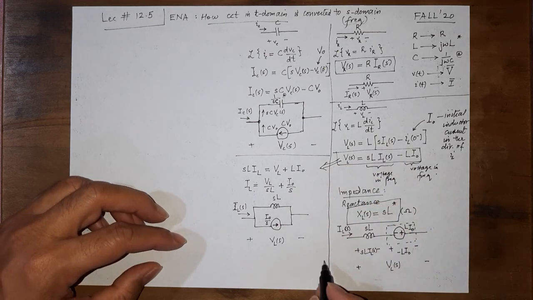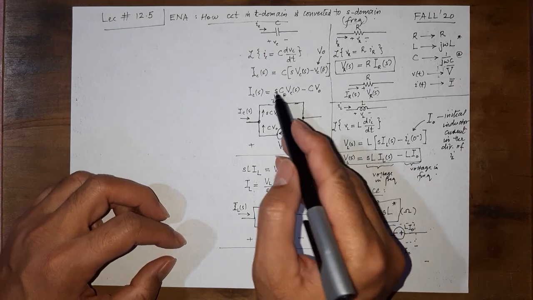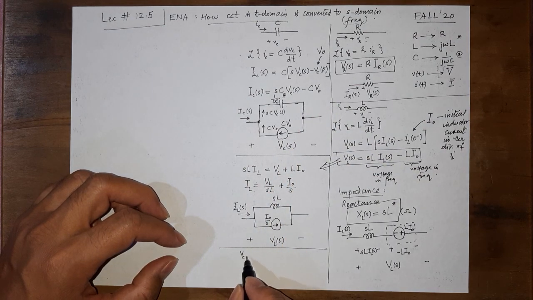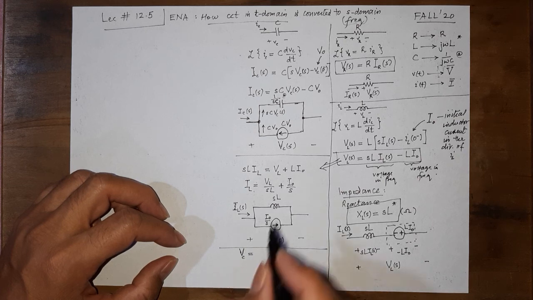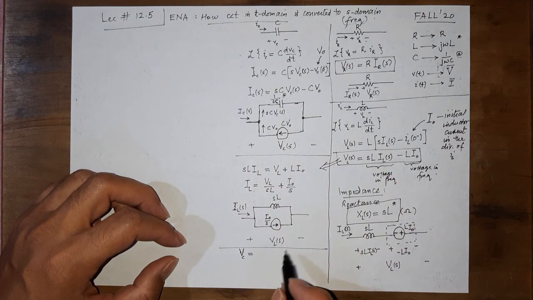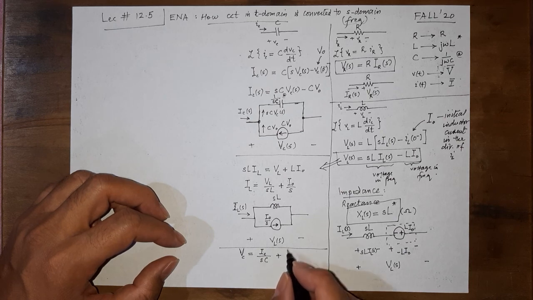Similarly, you can find what VC will be equal to for the case of the capacitor. So VC of S capital would be equal to, so we take this to the other side, I plus CV naught divided by SC. So what do we get? IC of S divided by SC positive. CV naught divided by SC is going to give us V naught over S.